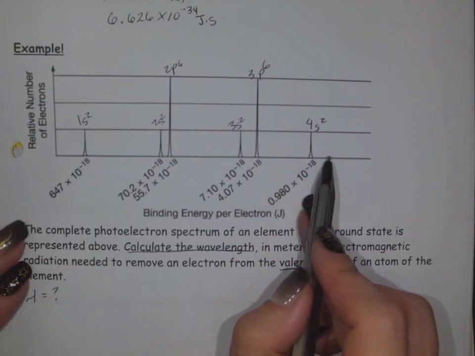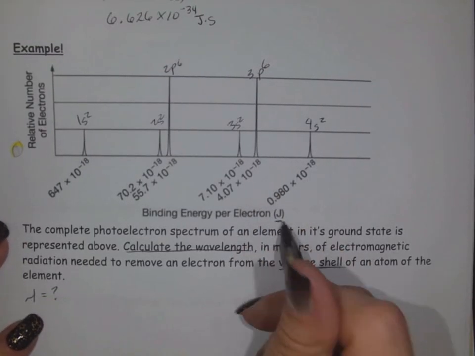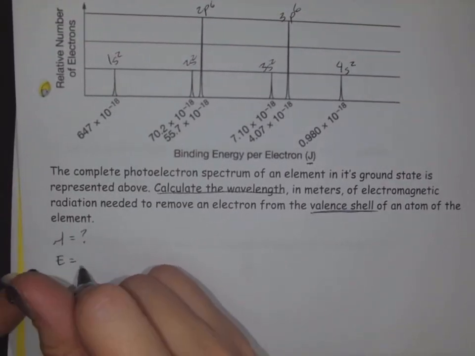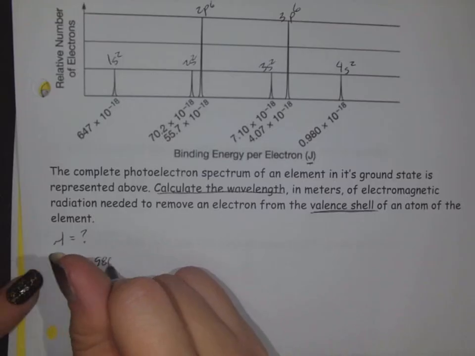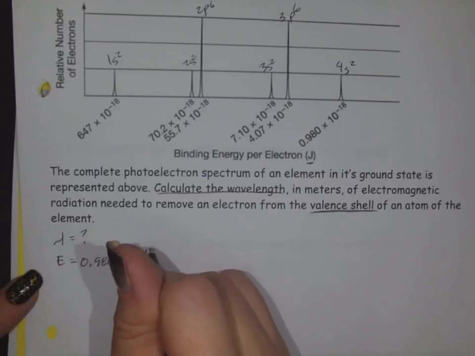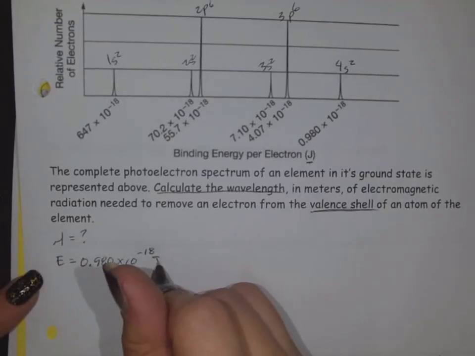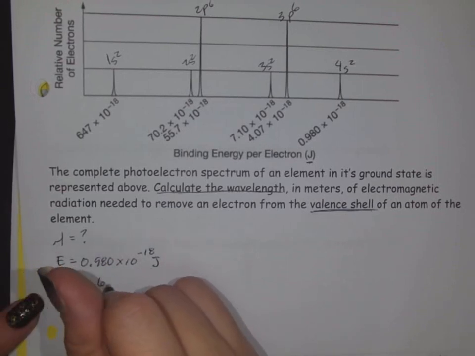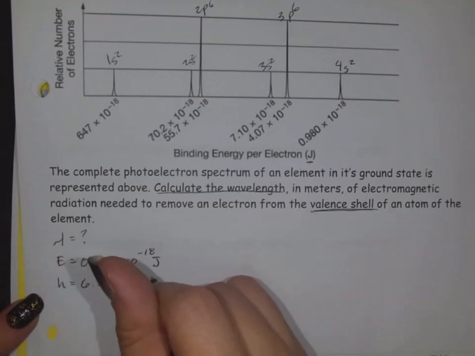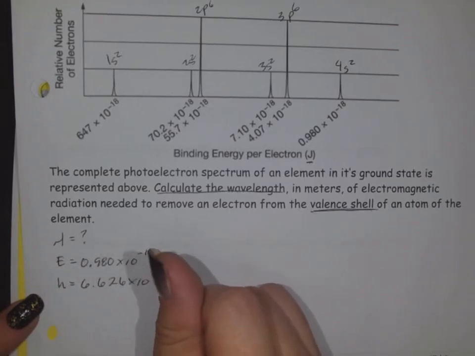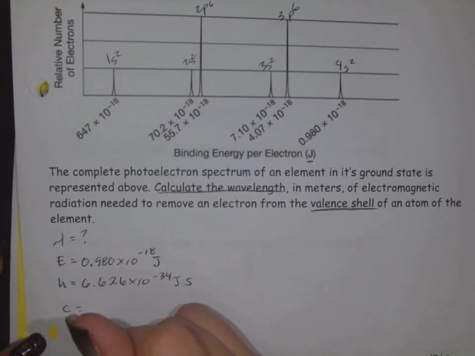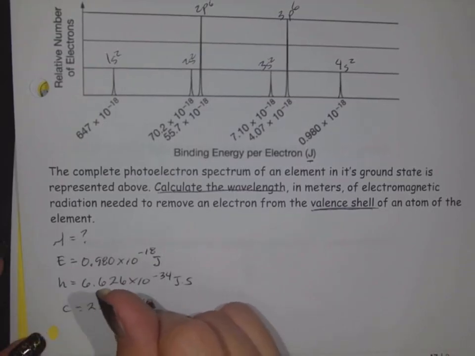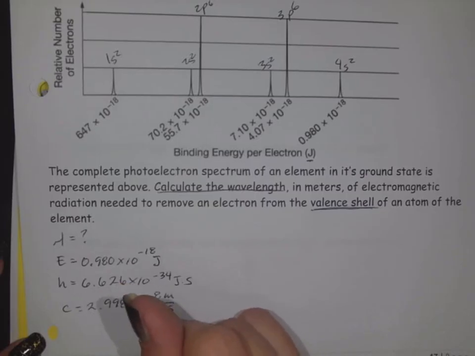Beautiful. That's our energy. So we're solving for wavelength. We know energy is 0.980 times 10 to the negative 18 joules. There's a couple other things that we know. We know Planck's constant, 6.626 times 10 to the negative 34 joule seconds. We know the speed of light, 2.998 times 10 to the 8 meters per second.